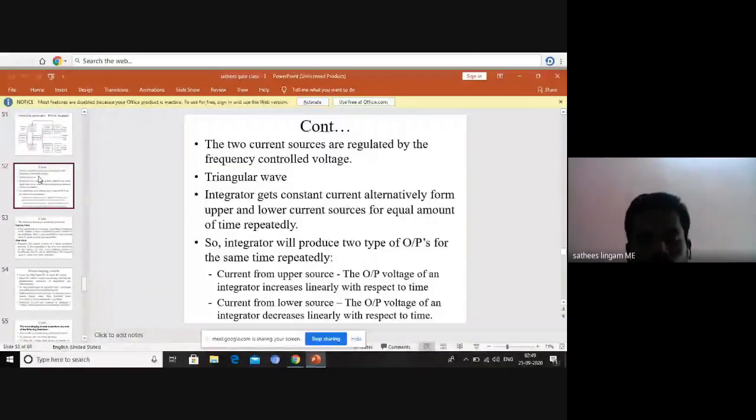So the integrator will produce two types of output for the same time repeatedly. With current from the upper source, the output voltage of the integrator increases linearly with respect to time, every time interval. Then after the time interval, with no delay, the output voltage of the integrator decreases linearly with respect to time. That sharp edge is also there.